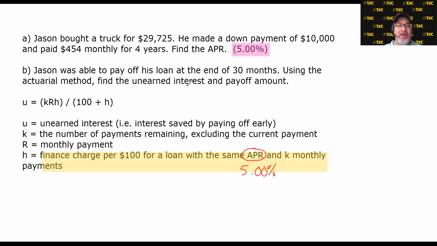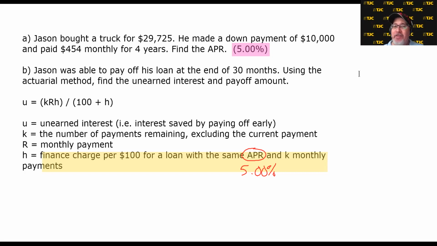But what is the K? K is the number of payments remaining excluding the current payment. All right, so let this sink in. You've made the first payment, the second payment, the third payment, all the way up to the 29th payment, and it's time to make the 30th payment. But instead of just the 30th payment, you're going to pay off the whole thing. So K is the number of payments remaining excluding the current payment. We've paid off 29. We are currently at the 30th payment. How many payments remain beyond that? 4 years is 48 payments.